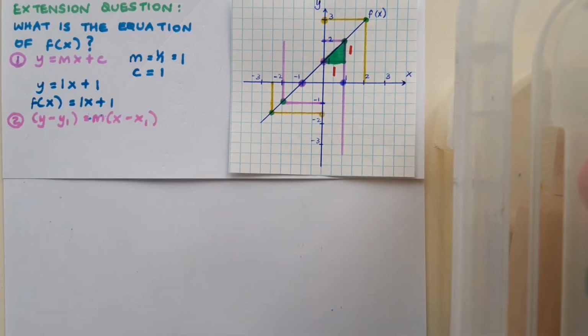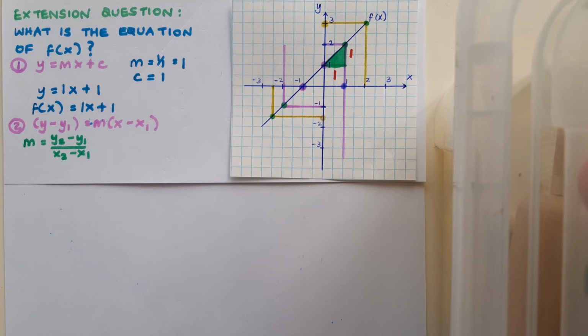So our line can be written as y equals 1x plus 1, or if you prefer, f of x equals 1x plus 1. You could also decide to find the equation using the formula y minus y1 equals m times x minus x1. For this, you'll need a slope and a point. You can use any 2 points on your line to find the slope. The slope formula is y2 minus y1 over x2 minus x1, and if you fill this in correctly, you should get a result of 1.